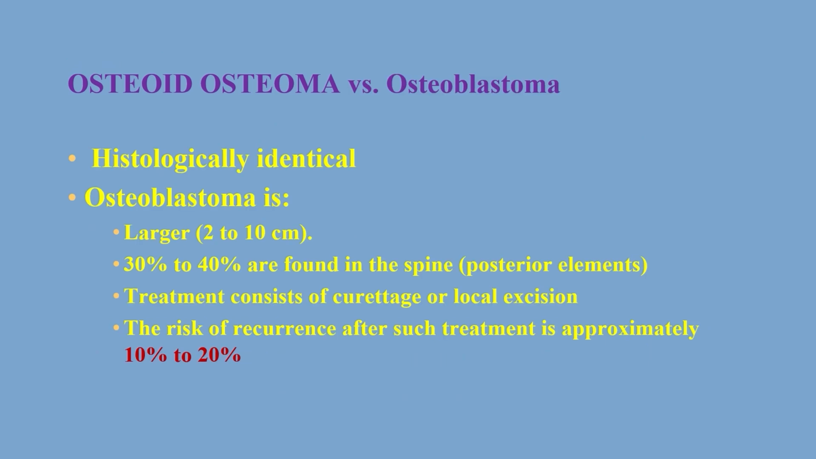Osteoblastoma and osteoid osteoma are histologically identical. They bear a very close resemblance to each other. They have the same symptoms, but the difference is that osteoblastoma is larger, usually 2 to 10 centimeters. 30 to 40% are found in the spine, particularly in the posterior elements such as the spinous process and the pedicles, and the treatment consists of curettage or local excision. The risk of recurrence is often 10 to 20% after surgical excision in osteoblastoma.